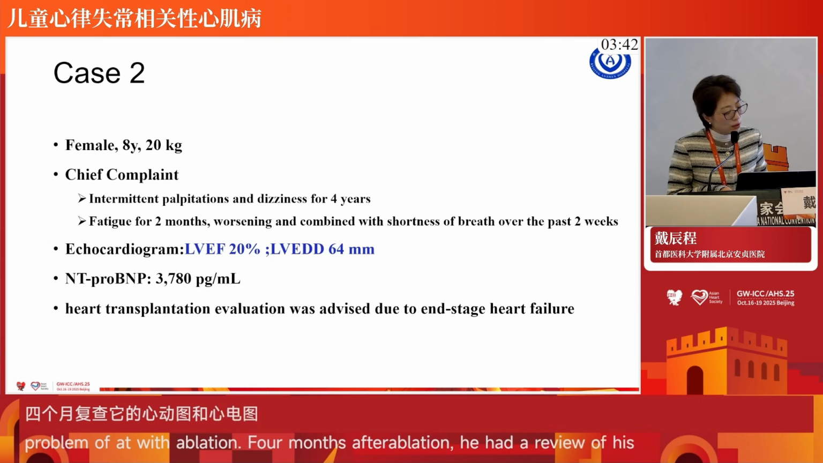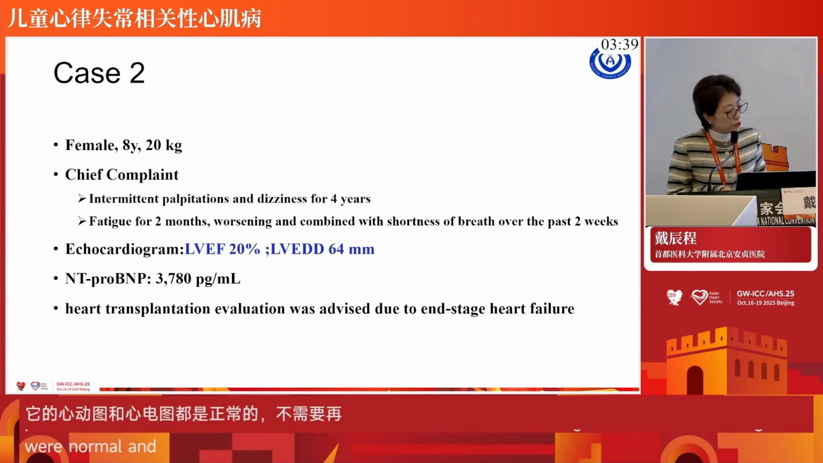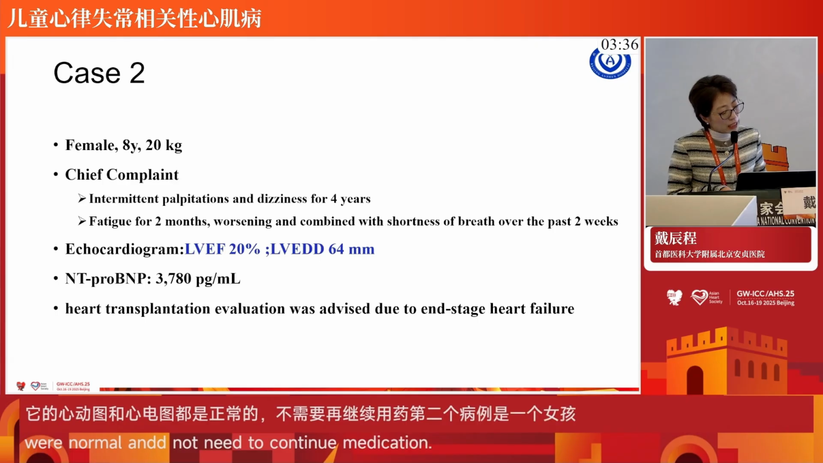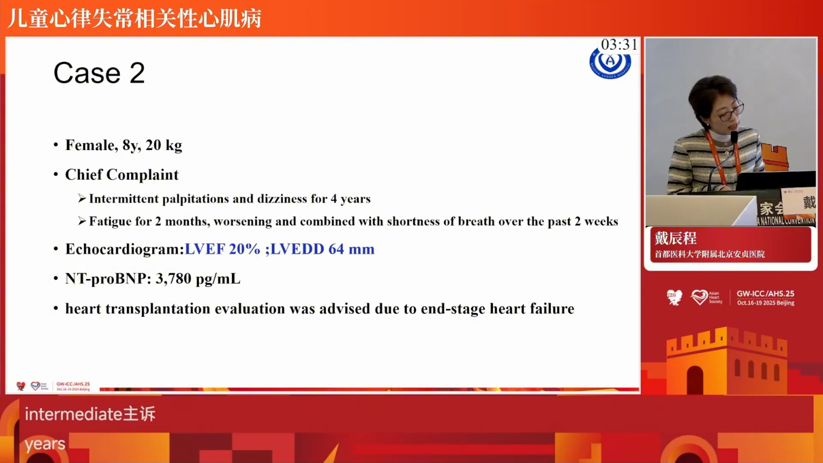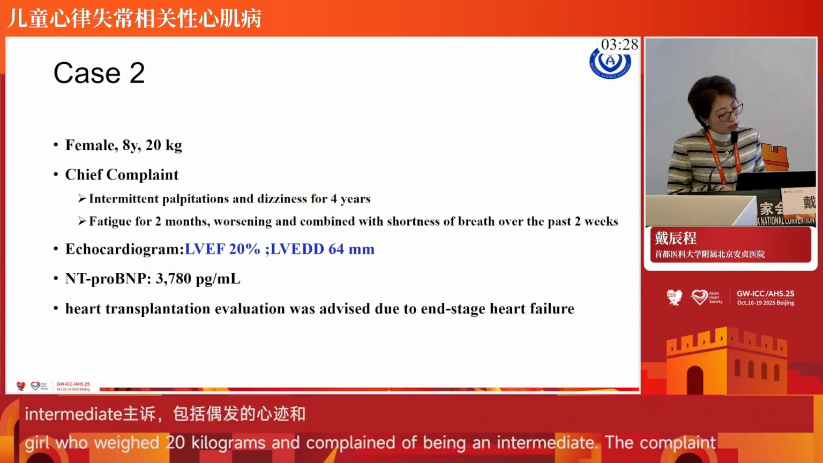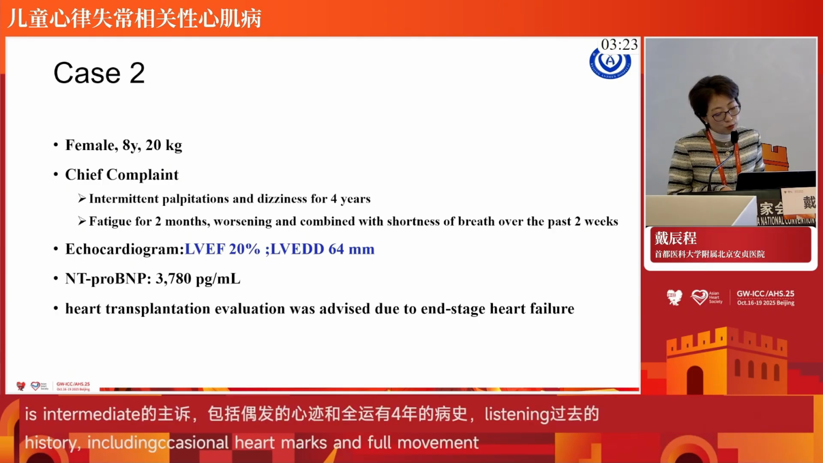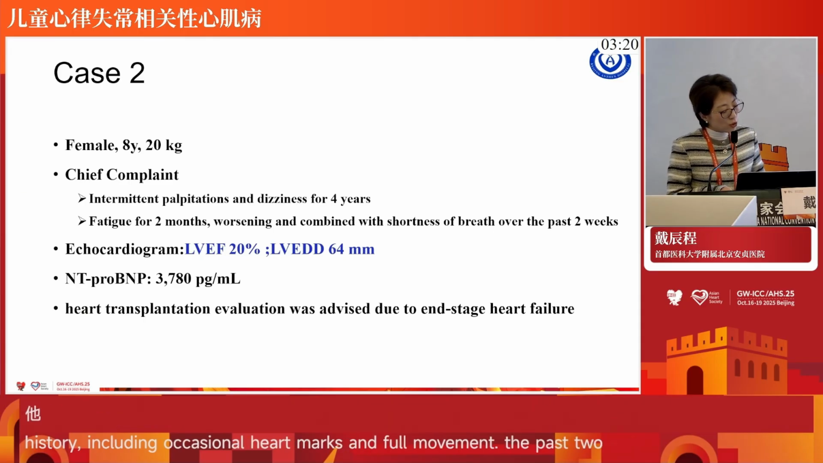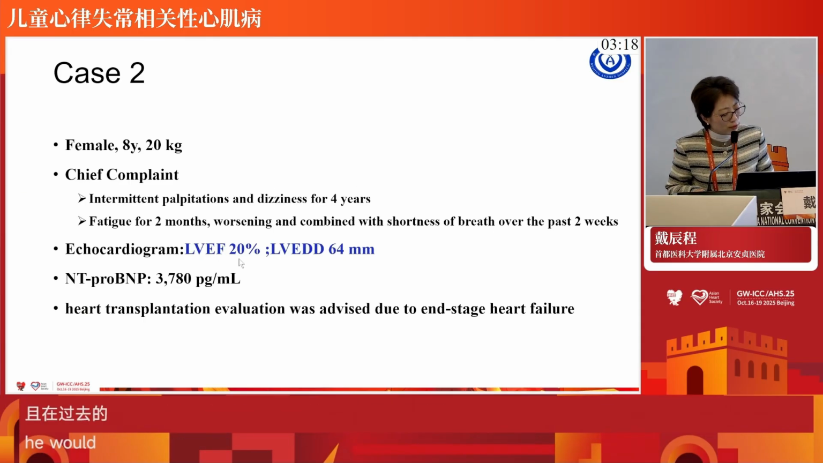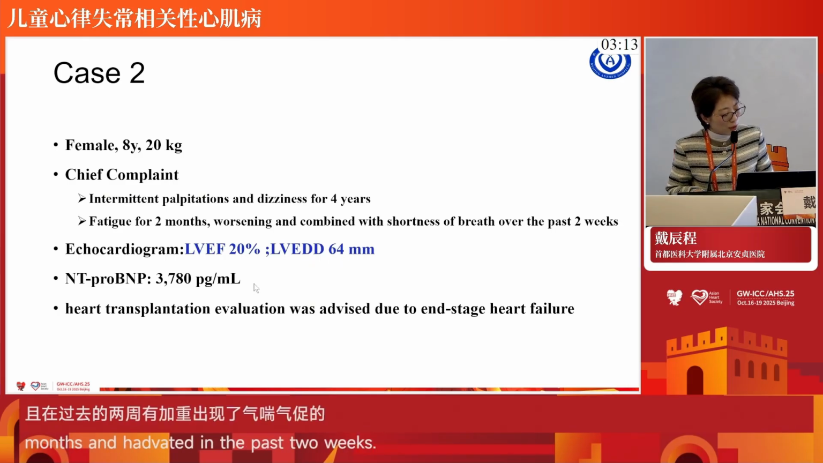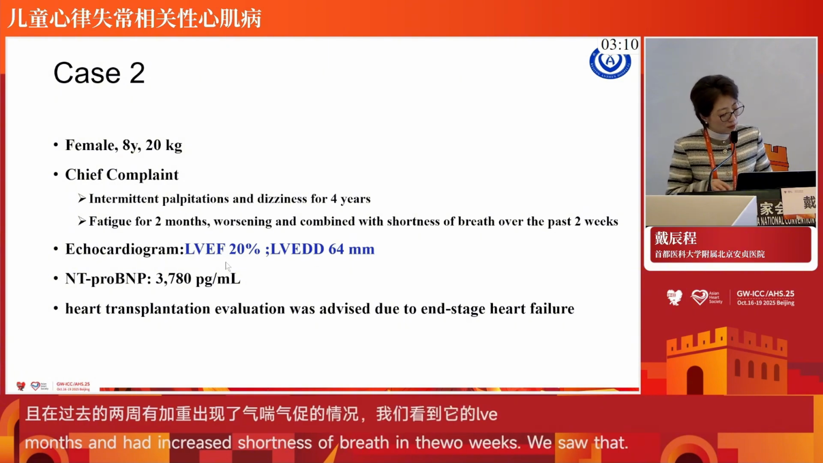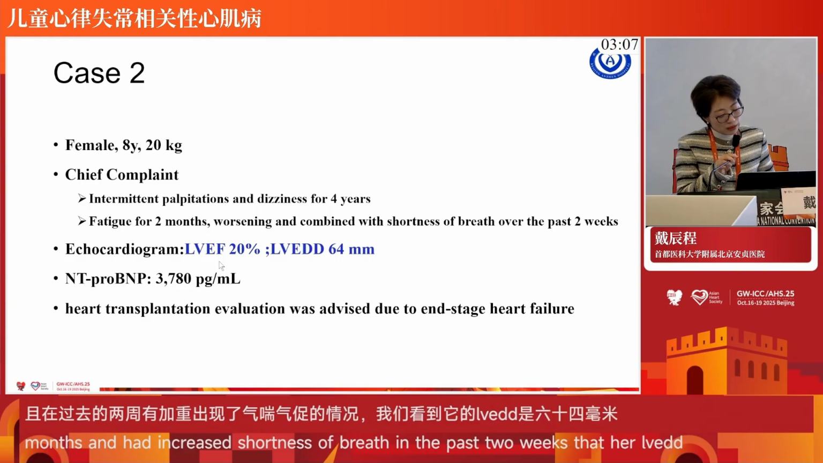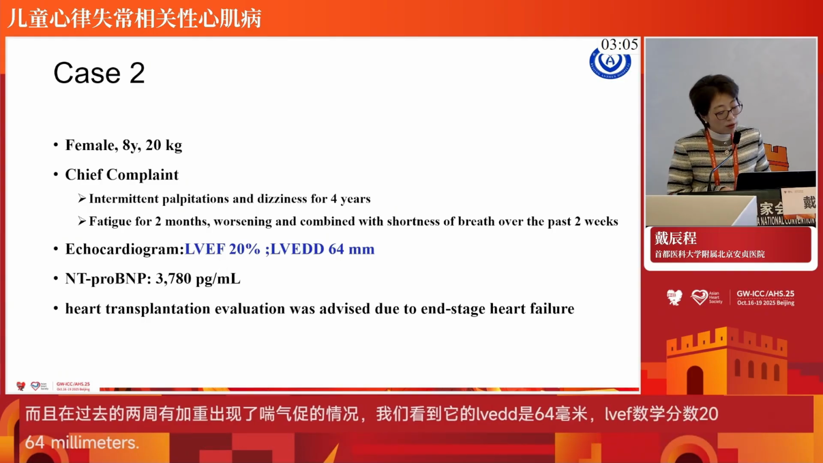This is a girl, 8 years old, 20 kilogram. Her chief complaint is intermittent palpitations and dizziness for 4 years. These 2 years, she felt fatigue, worsening, and combined with shortness of breath over the past 2 weeks. Echo shows LVEF is just 20% and LVEDD is 64 millimeter. BNP is highly elevated. Heart transplantation is advised by local hospitals.